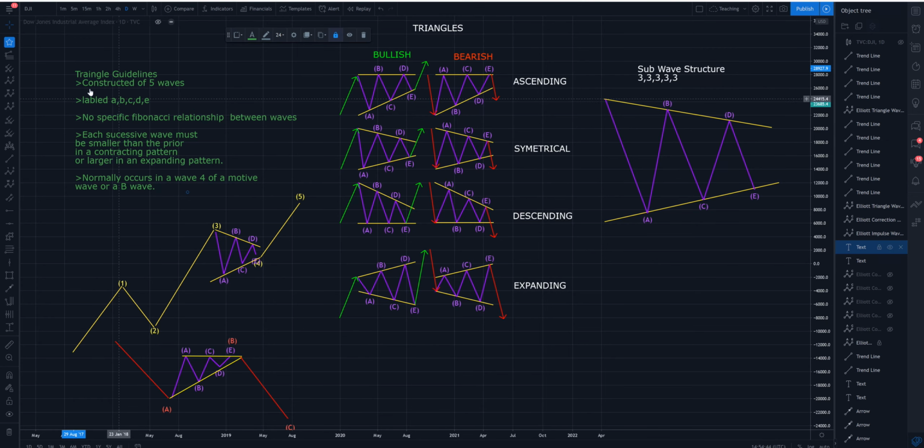Now, we have over here our guidelines. A triangle is constructed of 5 waves labelled with letters using A, B, C, D and E, as you can see over here. A, B, C, D, E. The subwave structure of each of these 5 waves is free, meaning that the total subwave structure is 3-3-3-3-3. So, instead of the more complicated patterns you're used to identifying, 5-3-5 or 3-3-5 such as in the flat, you are simply looking for a subwave count of 3 waves in each leg.